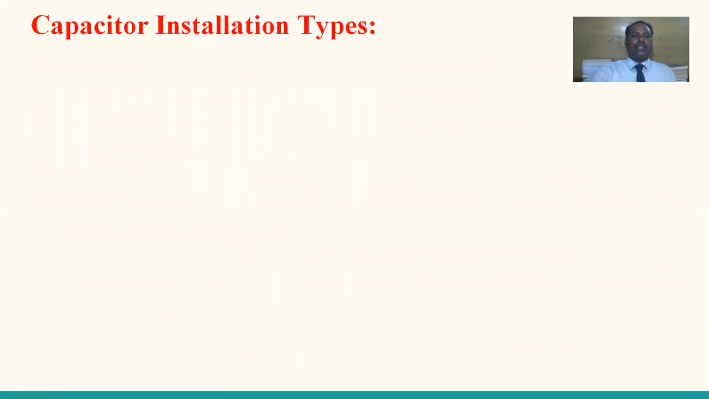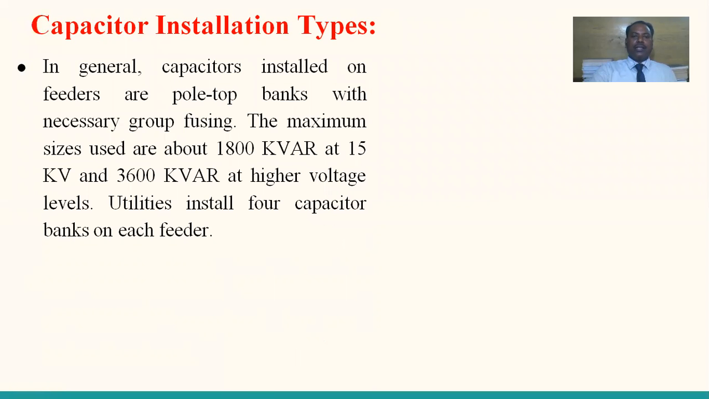So let us analyze the capacitor installation types. These fixed capacitors, how are they to be connected into the system? In general, capacitors installed on the feeders are pole top banks. Pole top banks means at the middle of the pole, some arrangement is to be provided, and on that arrangement the capacitors are to be installed with the necessary grouping. The maximum sizes used are about 1800 kVAr at 15 kV and 3600 kVAr at higher voltage levels.